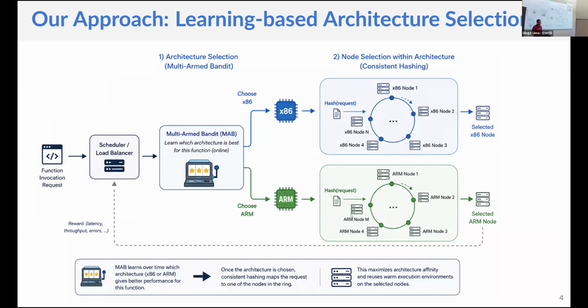So we are working on a two-layered approach. When we receive a request, the first layer is a multi-armed bandit agent, which has to decide which architecture to use for a certain function. Basically, we are trying to learn online which is the best architecture for a function at a certain moment. The second layer is a traditional consistent hashing approach that is used to forward the request to a specific host once we have chosen the architecture. This is similar to what OpenWhisk does, so it's pretty standard.